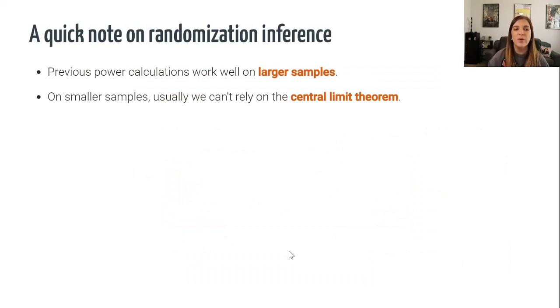This also brings us to a quick note on randomization inference, which is also important. As I mentioned, previous power calculations work well on large enough samples, okay? But on smaller samples, usually we can't rely on the central limit theorem. So a lot of these formulas and probability theory sort of falls apart. And I also think that randomization inference is a good way to think about how the whole process of randomization works, even if you don't necessarily use this for power purposes.